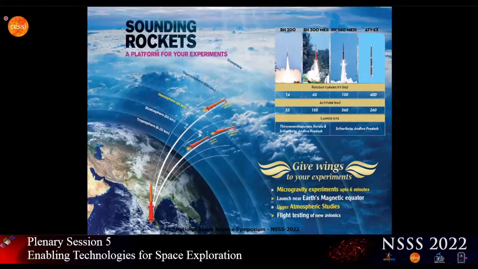As you know, sounding rockets can be used as a platform for your science experiments with microgravity and upper atmospheric studies, and also flight testing of new avionics. The advantage is that the launch will be near the Earth's magnetic equator.